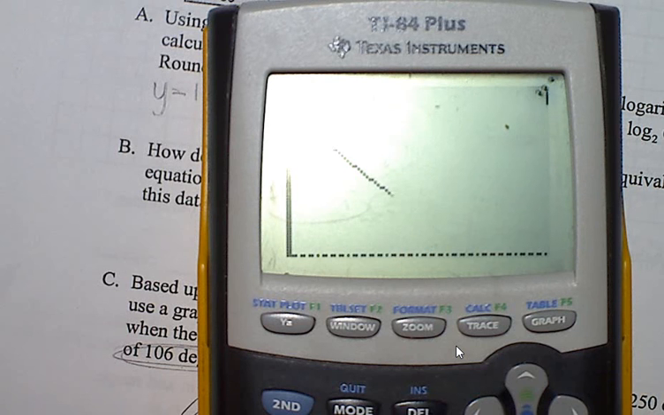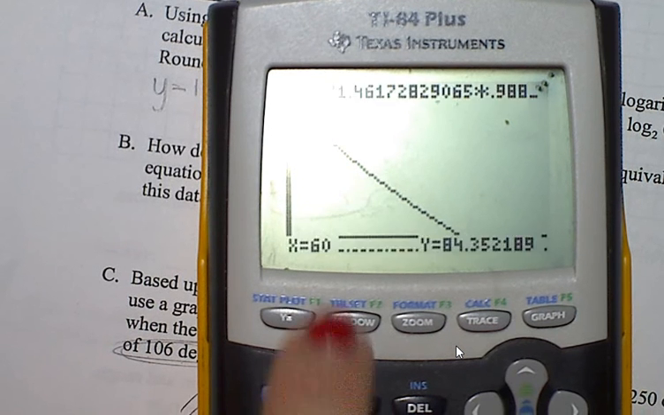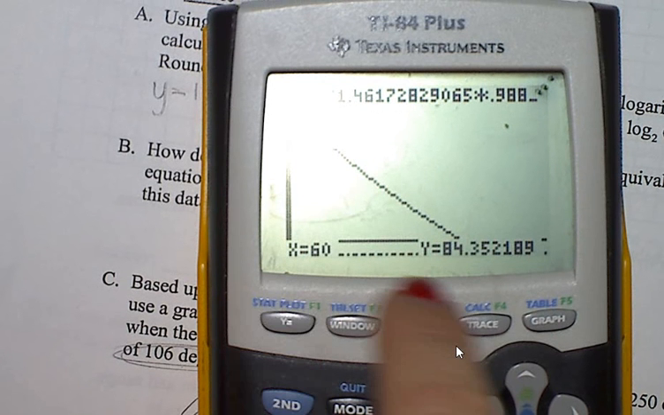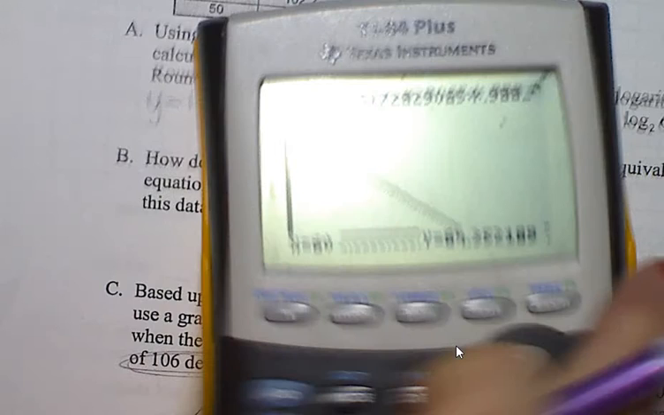And it's pretty easy when they give you an x value to find. So we're going to go second trace. Give it just a second. Second trace value, type in 60 for 60 minutes. And what is approximately the temperature after 1 hour? It would be approximately 84 degrees.